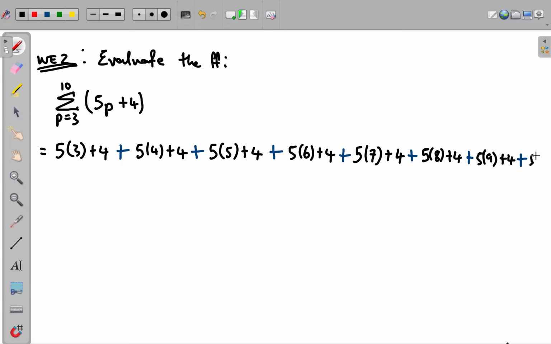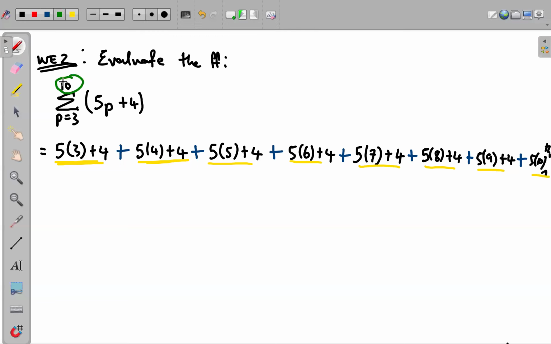Now, I'm not going to work this out. We will use a formula for that. I've got a plus 4 there. What I would like us to do, and what I need you to take note of, is that when I count the number of terms here, I've got 1, 2, 3, 4, 5, 6, 7, 8. I actually have 8 terms and not 10 terms.